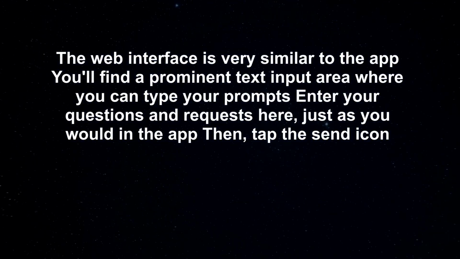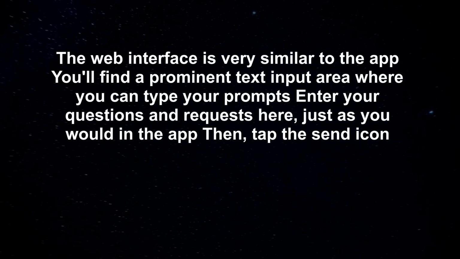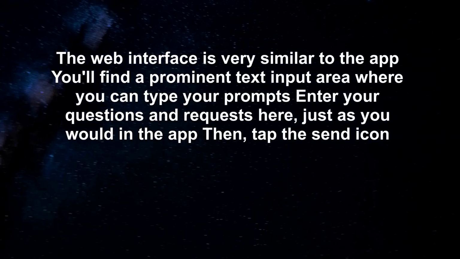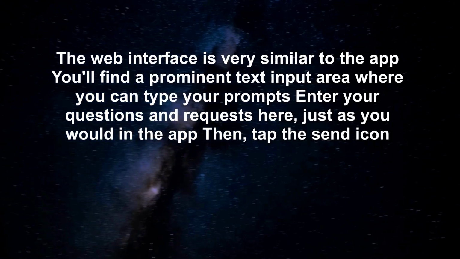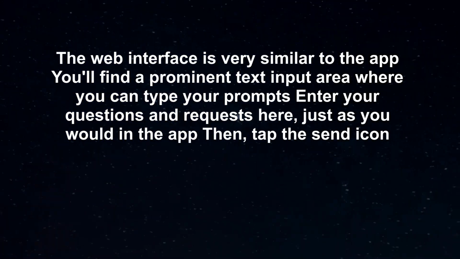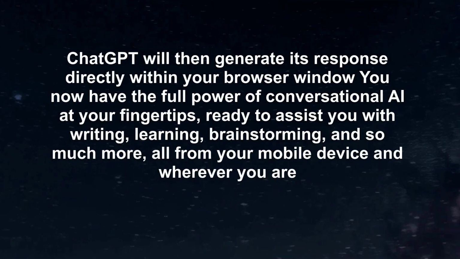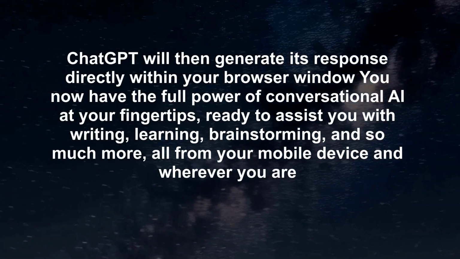You'll find a prominent text input area where you can type your prompts. Enter your questions and requests here. Just as you would in the app, then tap the send icon. ChatGPT will then generate its response directly within your browser window.